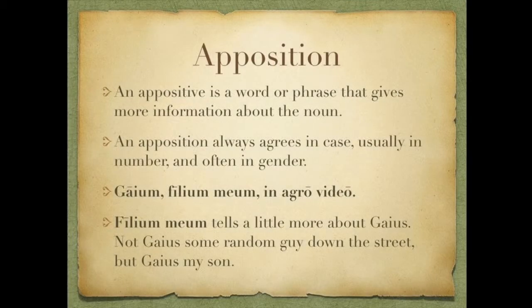In this chapter, we're also introduced to the concept of apposition. An appositive is a word or phrase that gives more information about the noun. An appositive always agrees in case, usually in number, and often in gender. So our example sentence, Gaium filium meum in agro video. Translated into English, I see Gaius, my son, in the field. Here, filium meum is our appositive. It tells us a little bit more about Gaius. So it's not just some random Gaius off the street, but a specific Gaius, Gaius, my son. So appositives just tell us a little bit more about the noun that they modify.